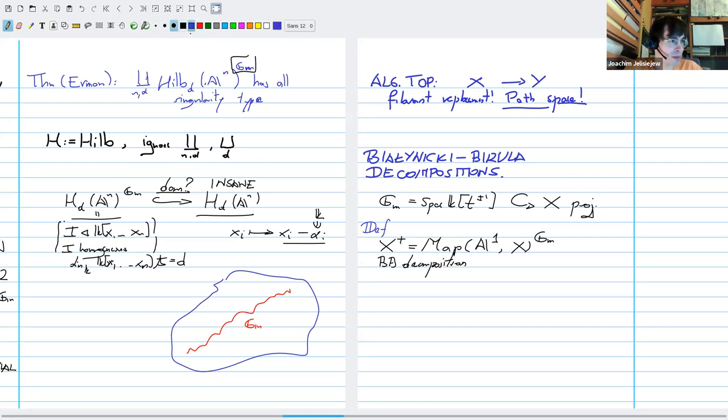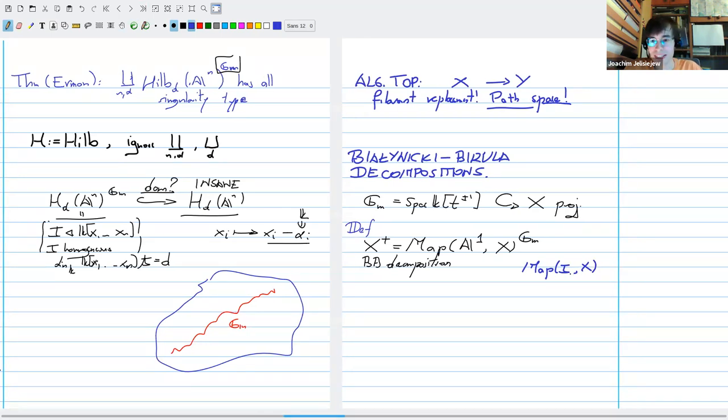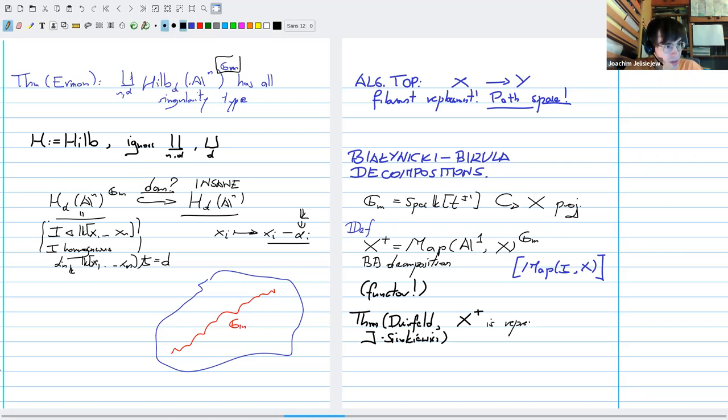And if you want to think about this path space for a moment, then you should compare this with the maps from the interval to X in topology. Okay, and therefore it's a functor. So far. And there is a theorem due to Drinfeld, with a very, very slight relaxation of assumptions due to myself and my student Lukasz Sienkiewicz, that says that X plus is representable for all X of locally finite type.